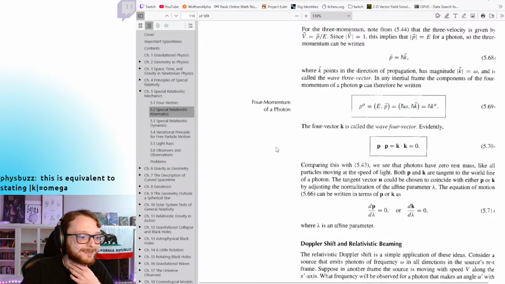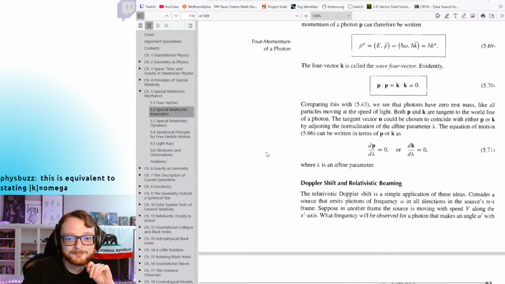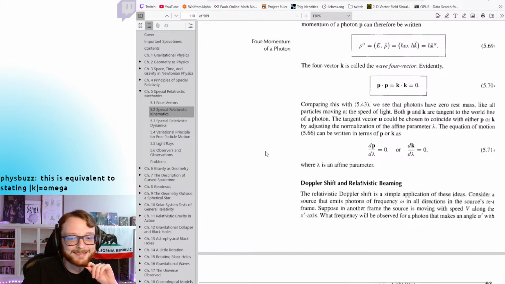Okay. Yeah, okay. Here we go. All right. Thank you, FizzBuzz. I mean, they just said that like 5 lines ago, but it helps to be reminded.